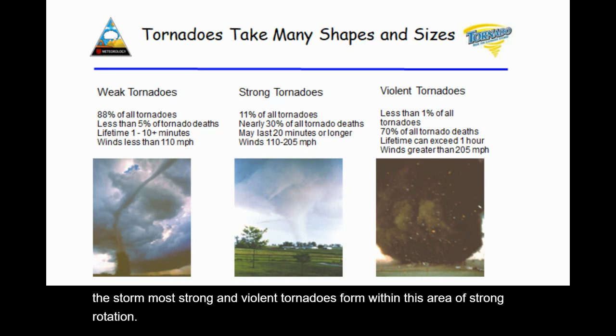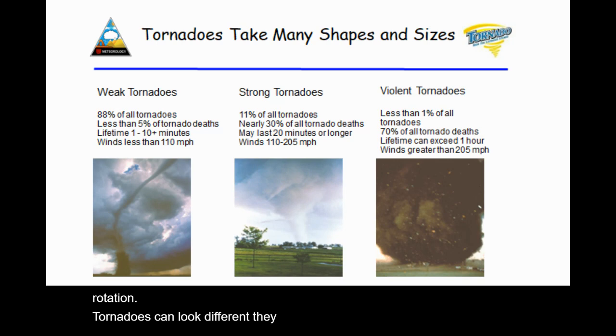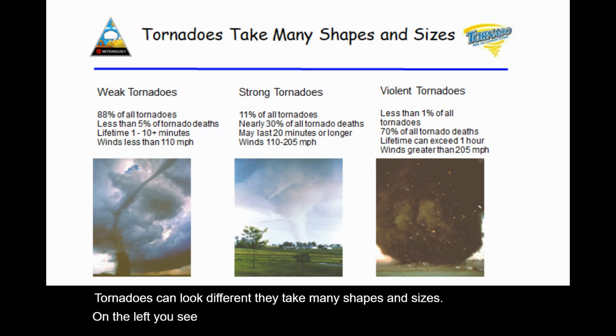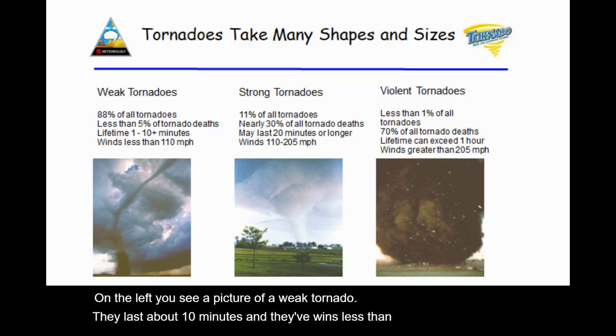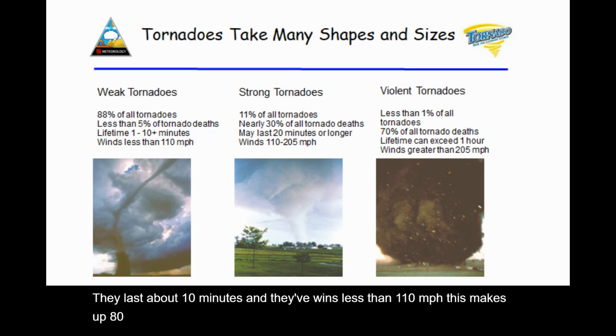Tornadoes can look different. They take many shapes and sizes. On the left, you see a picture of a weak tornado. They last about 10 minutes, and they have winds less than 110 miles per hour. This makes up 88% of all tornadoes.